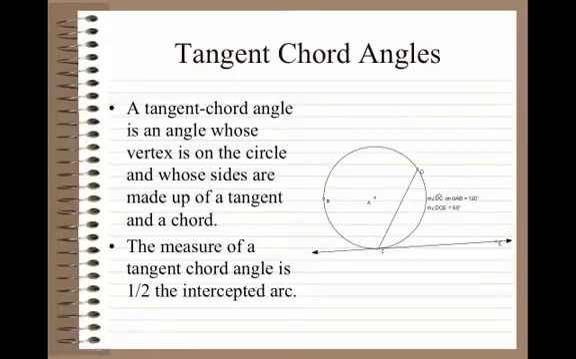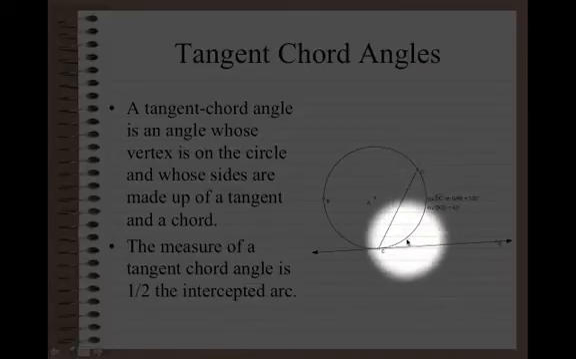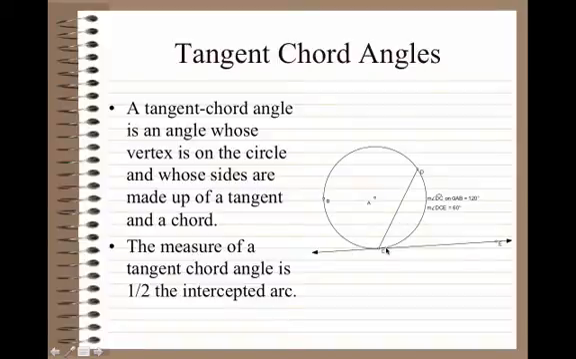Tangent chord angles also have their vertex on the circle, and their measure is 1/2 of the intercepted arc. Tangent chord angles are made up of a tangent, which you recall is a line or segment that intersects a circle at one place, and a chord, hence the name tangent chord.